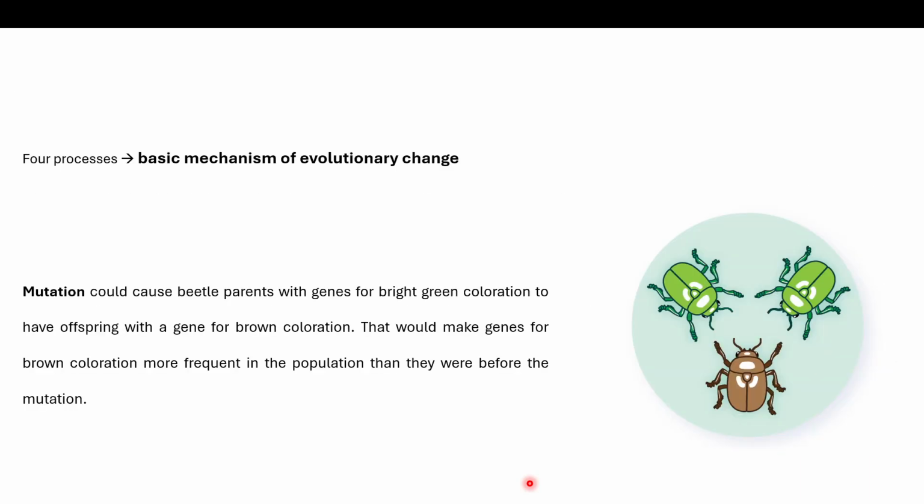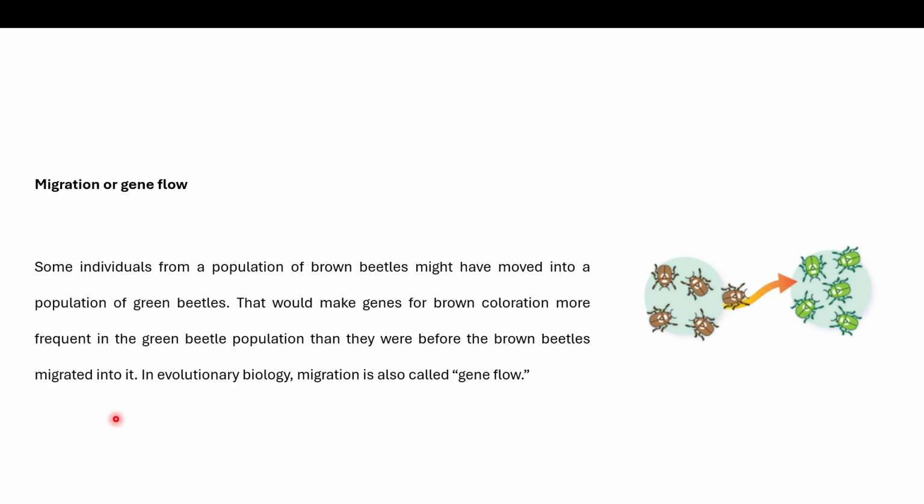Now, if we talk about the four processes which drive the basic mechanism of evolutionary change, one is mutation, definitely. If we go back to the example of beetles, which changed color from green to predominantly brown, a mutation could make genes for brown coloration more frequent in the population than they were before the mutation.